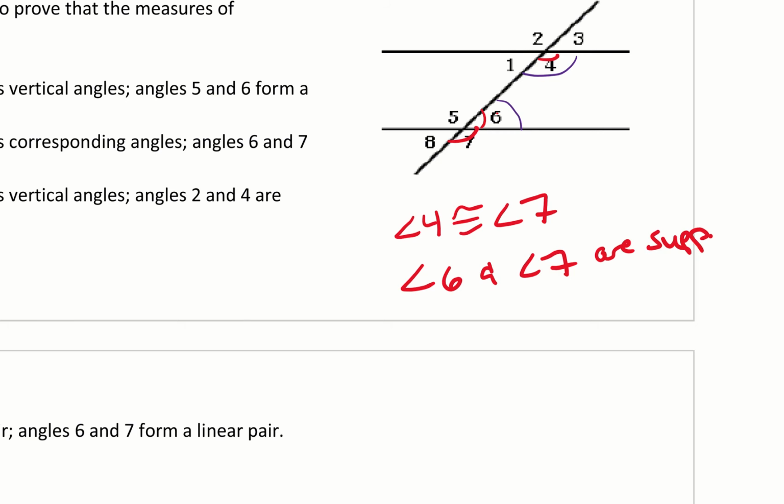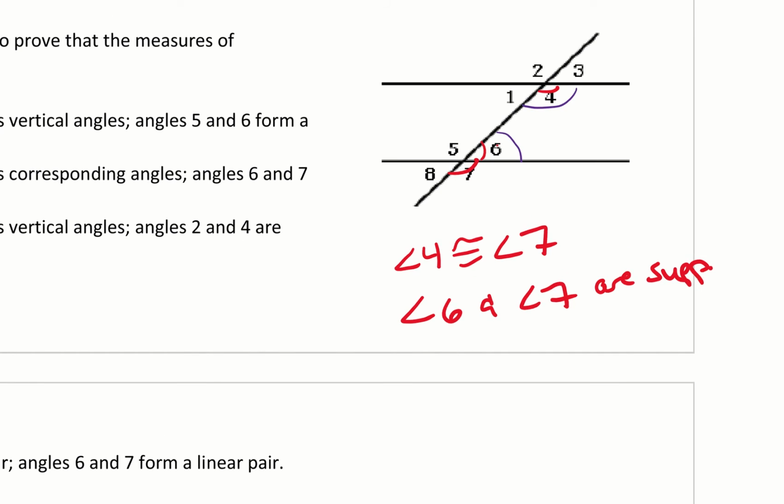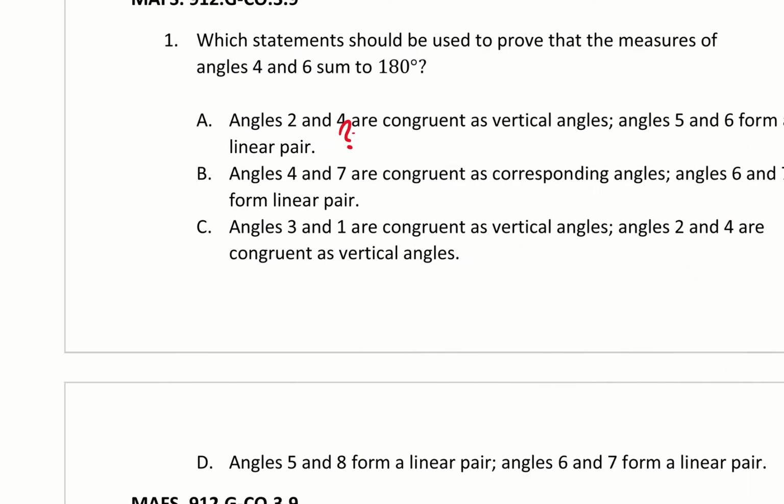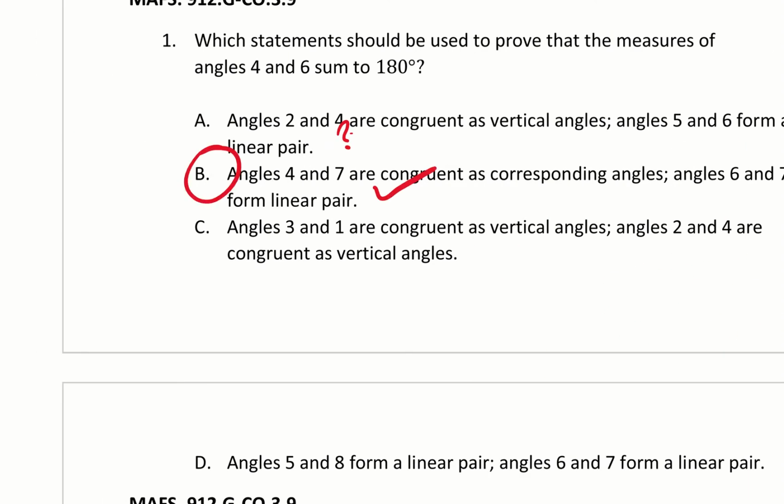Remember, we want to prove that 4 and 6 are supplementary. Since 4 is congruent to 7, and 7 and 6 are supplementary, this means that 4 and 6 are supplementary. We can use these two statements to prove that 4 and 6 are supplementary by the transitive property. You can easily replace angle 7 with angle 4 because they're the same. So then we can say that angle 6 and angle 4 are supplementary. So yes, you can use those two statements to prove that they add to 180.